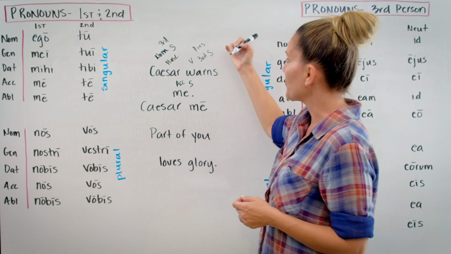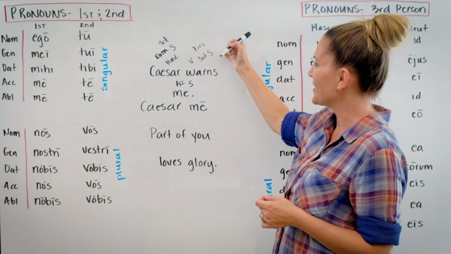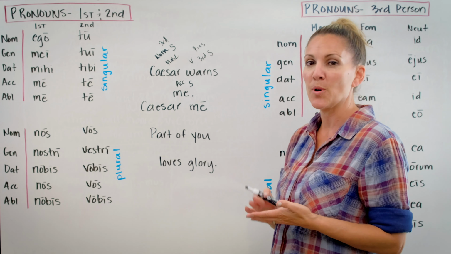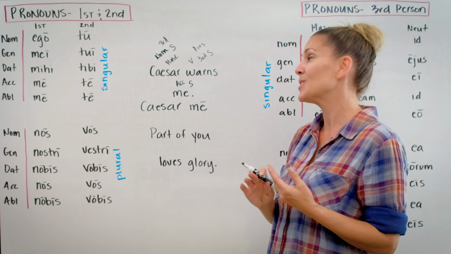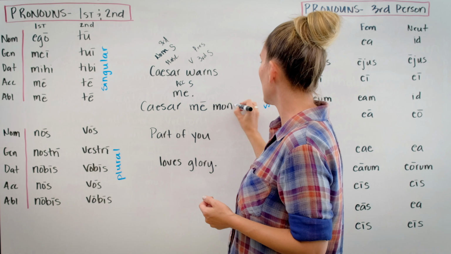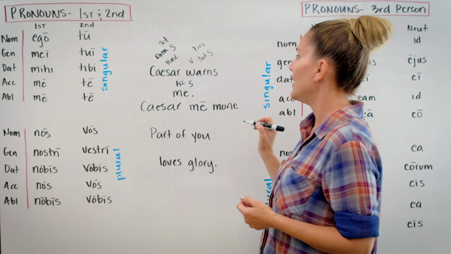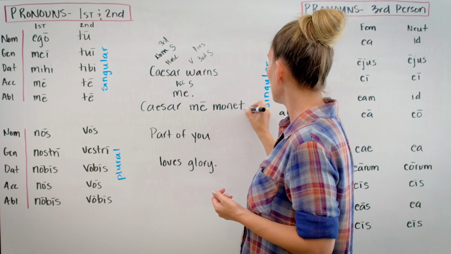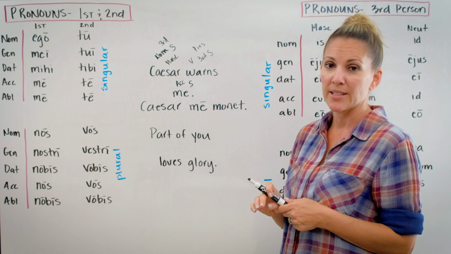And then a present tense third person singular form of the verb warn. So my verb for warn is moneo, monere, monui, monitus. So I find the stem, which is M-O-N. I add my conjugating vowel, which is an E. And then I use a third person singular personal ending, which is the T. So it would be Caesar me monet.